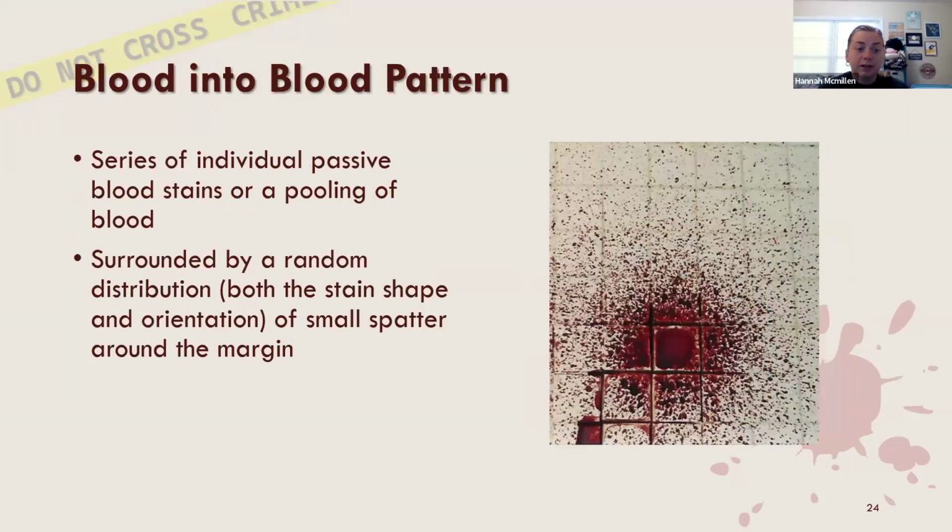So going into blood into blood, this is a series of individual passive blood stains or a pooling of blood surrounded by a random distribution in both shape and orientation of small spatter around the margin. So again, this is going to be someone that's in the same spot for a long period of time. It very well could have started as just a drip pattern, but as blood started to accumulate, as that person or that organism stayed in that same place for an extended period of time, we're going to start to fill up that area. And as liquid is dripping into liquid, it's going to be spattering out on its own.